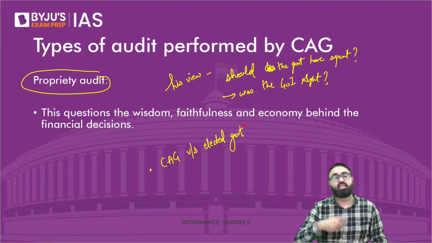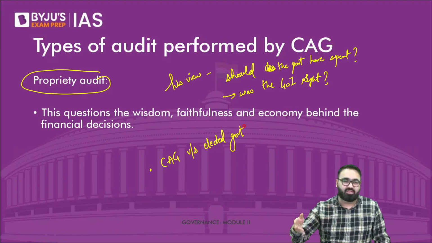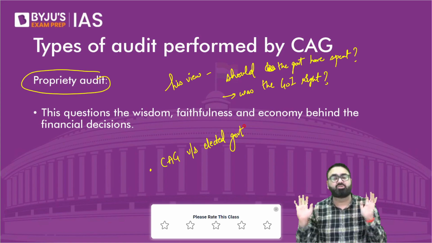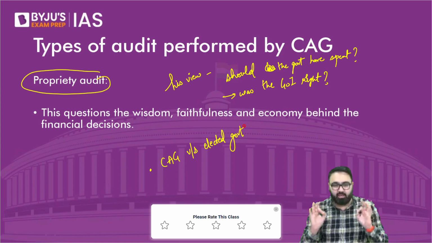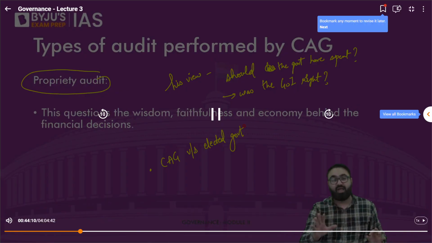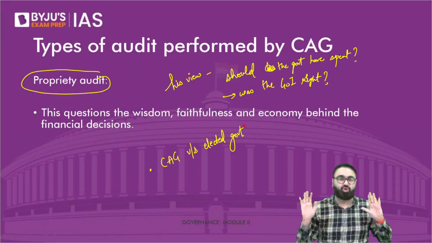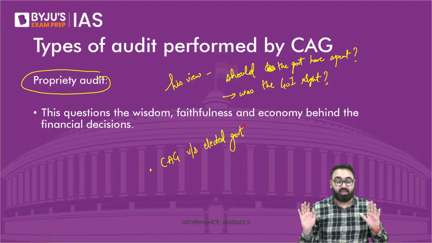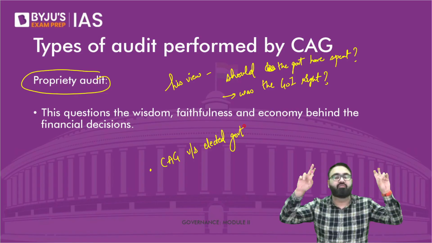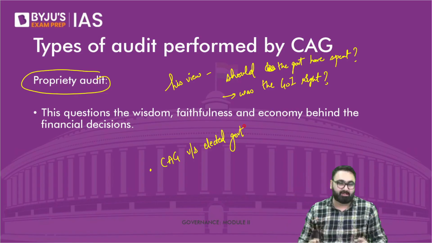CAG should not give his or her view that, no, I don't like it, you could have done this, you could have done that. So many people say that CAG should not give his or her views. Just see the numbers, see the bills, and if everything is fine and legal, then don't say anything. If there is some problem with the numbers, if there's a fraud, then bring it to light. But don't give your views as such. This is what many people say.